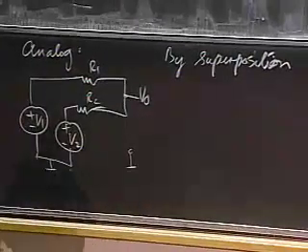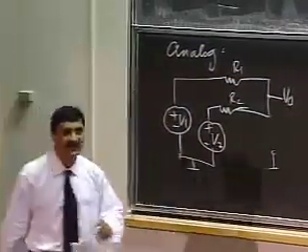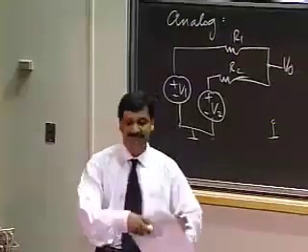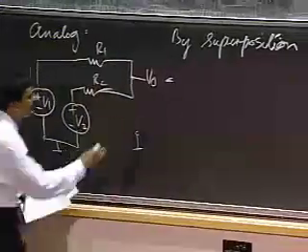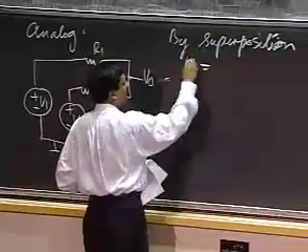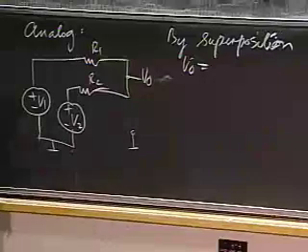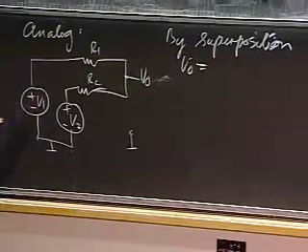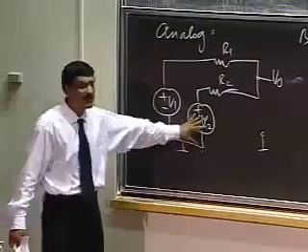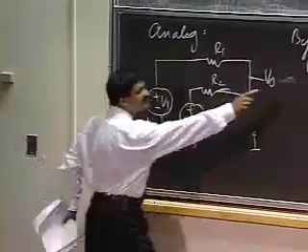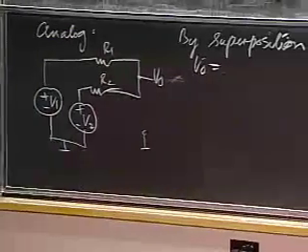When you see multiple sources, the first thing you should think about is, can I use superposition to simplify my life? Let me do that. V0 here is the sum of two voltages, one due to V1 acting alone and one due to V2 acting alone. So what's the voltage here due to V1 acting alone?